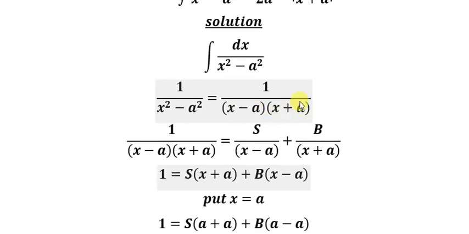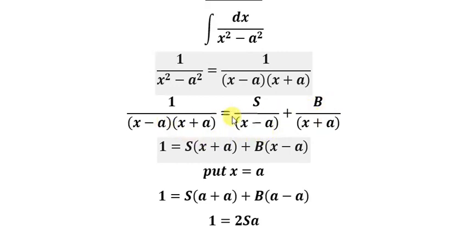Now, this brings our attention to the fact that to resolve this, we ought to use integration by partial fractions. We therefore have to resolve this into partial fractions. So let's move along. 1 over x minus a times x plus a is equal to s over x minus a plus b over x plus a. Any variable can be used for such purpose; I just use s.